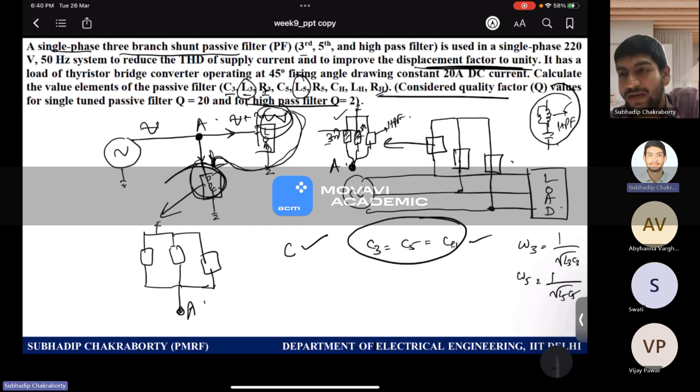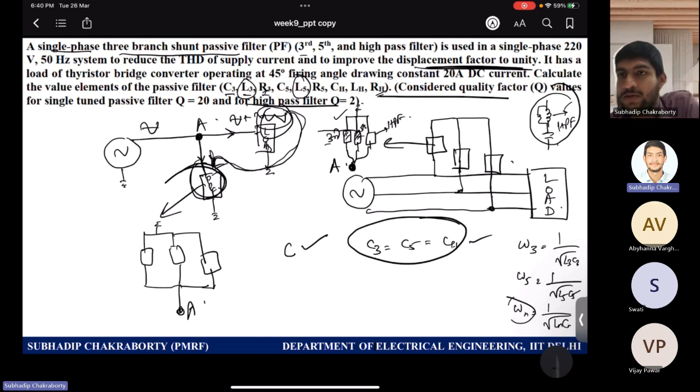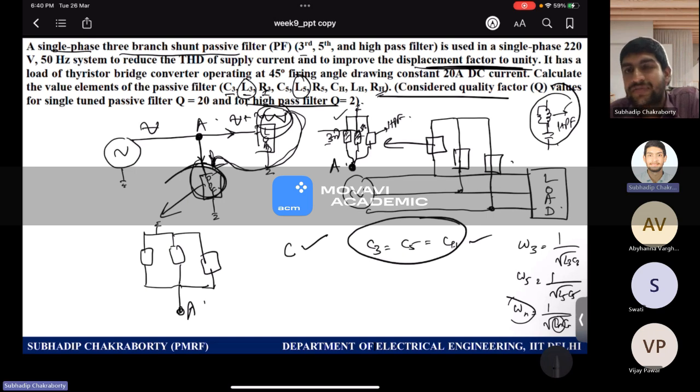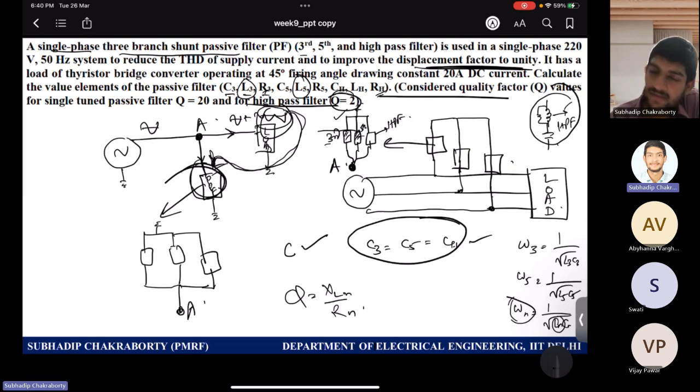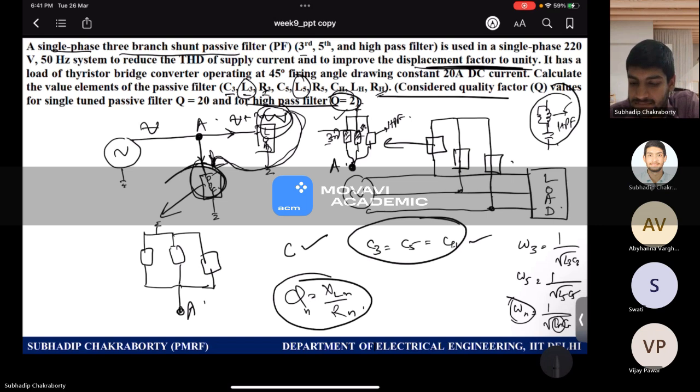Omega n equal to 1 by root Ln Cn. When Cn is known, omega n is known, for that harmonic for which you want to provide the low impedance path. So accordingly, you can calculate Ln, that is the nth harmonic rejecting reactor value. After finding it, since you know the quality factor, XLn by Rn for the nth harmonic filter, you can also determine Rn. That way you can calculate all the values. This is the basic approach for these kinds of problems.